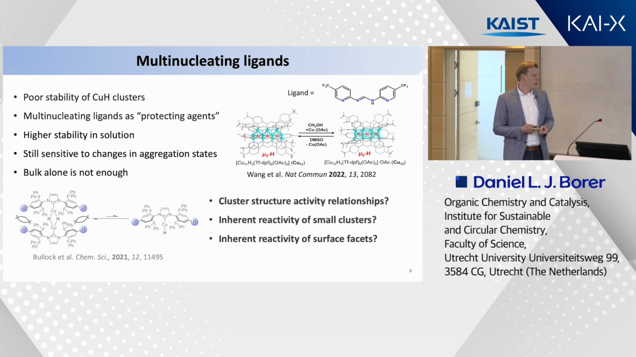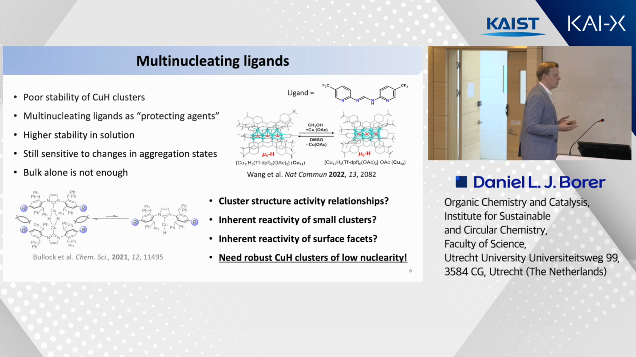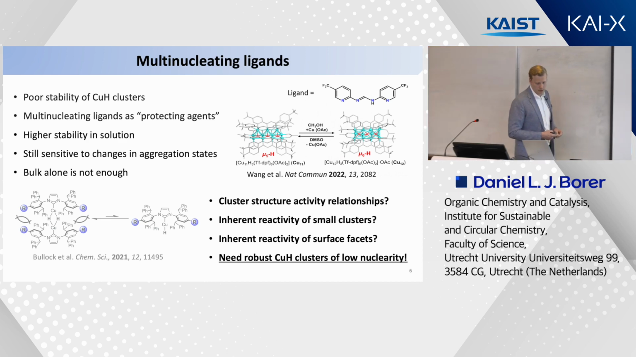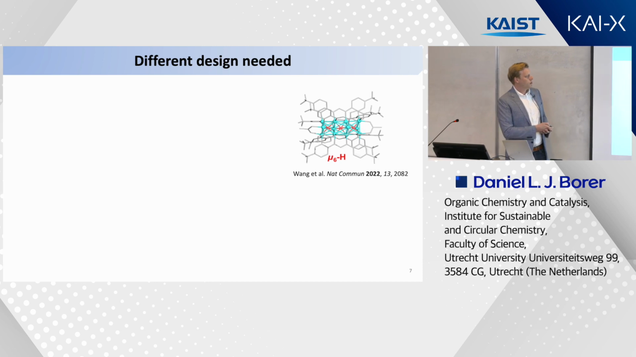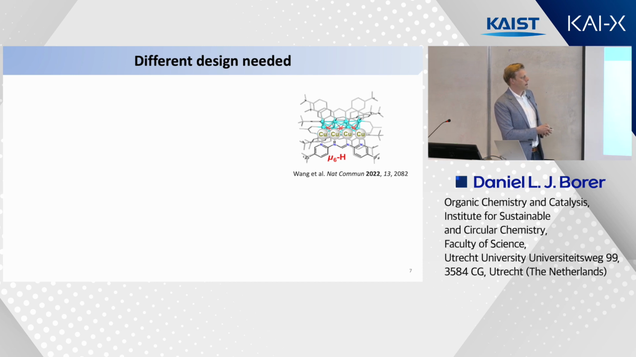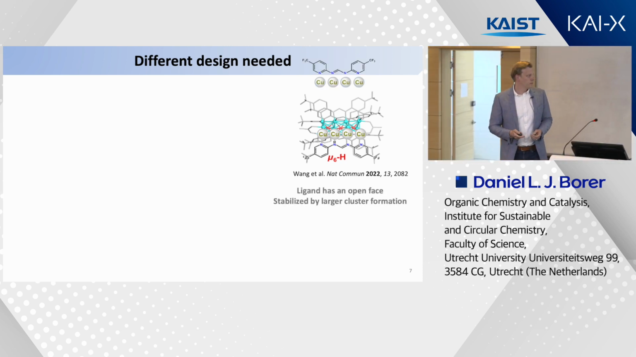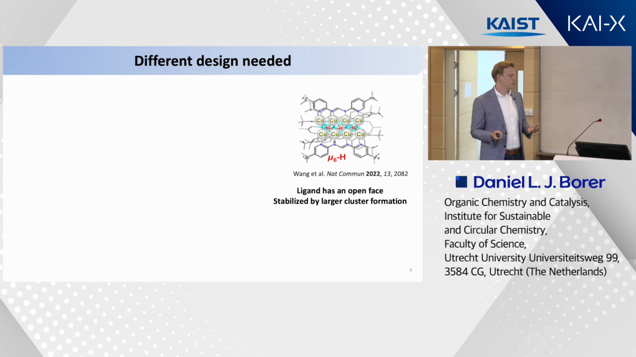So how do we then get to cluster structure activity relationships? How do we probe the inherent reactivity of these smaller clusters, but also of the various surface facets that we have in these clusters? To do so, we need robust copper hydride clusters of low nuclearity. So if we take a look at the same cluster that we just saw, I just blew it up a little bit. What the ligand is doing is nicely binding to 4 individual copper centers with each nitrogen atom. However, the ligand has a large open face, so it doesn't prevent more coppers or more ligands from coming in.